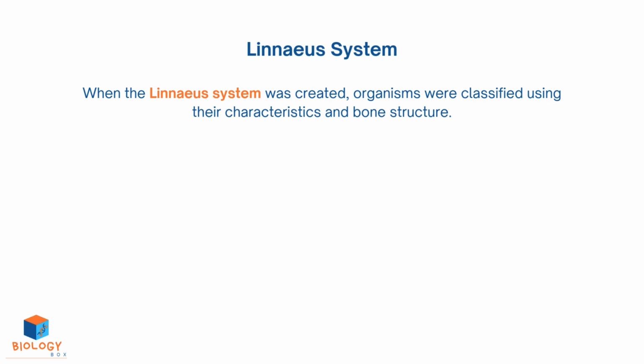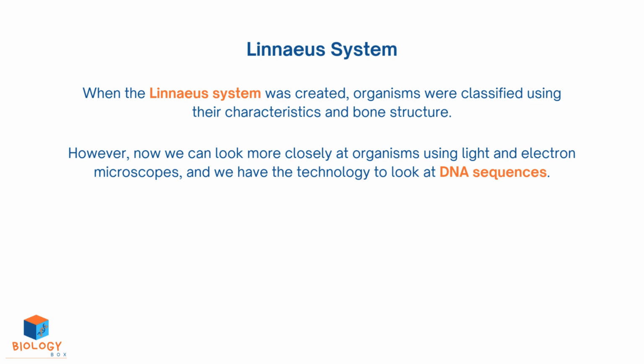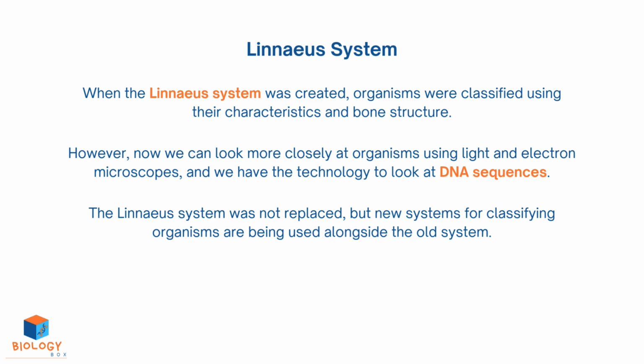When the Linnaeus system was created, organisms were classified using their characteristics and bone structure. However, now we can look more closely at organisms using light and electron microscopes, and we have technology to look at DNA sequences. The Linnaeus system was not replaced, but new systems for classifying organisms are being used alongside the old system.